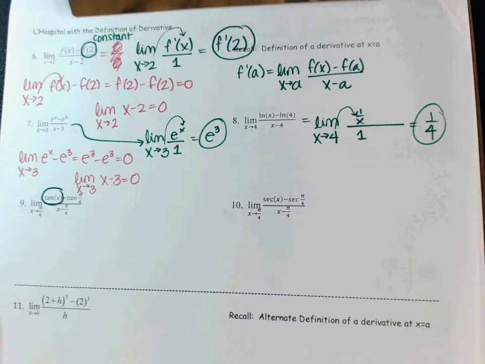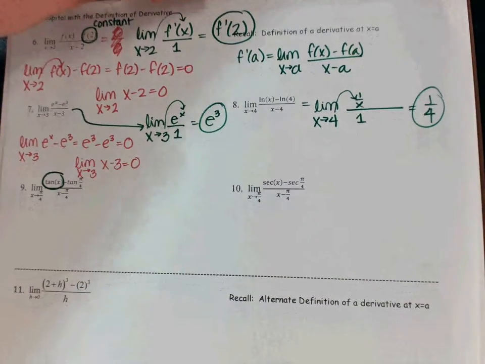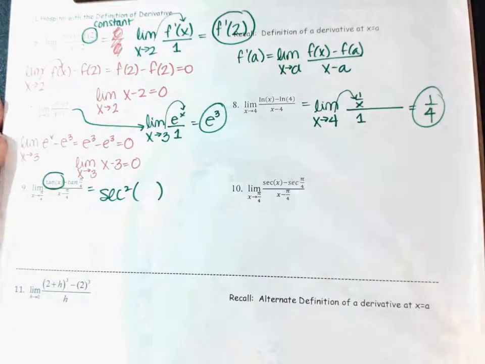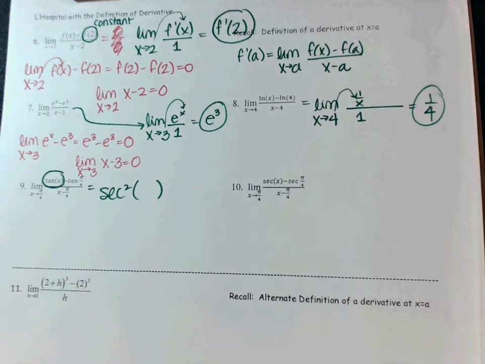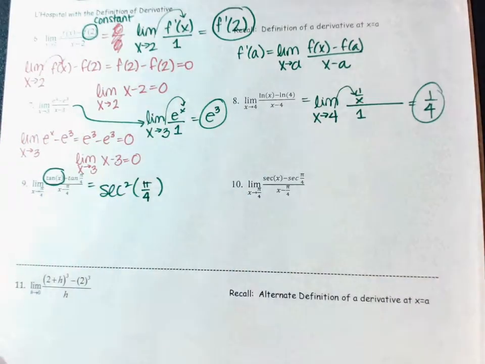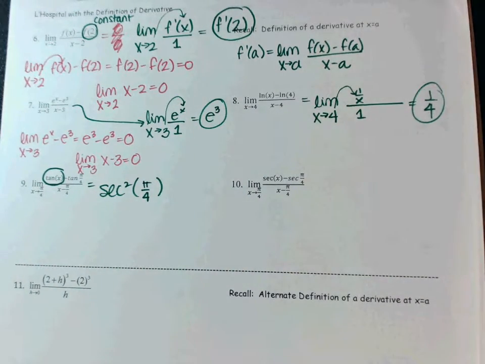Tan x. What's the derivative of tan x? Secant squared x. And then instead of an x, what is x approaching? Pi over 4. Very good. Now, can you see that that's what we did on the other two? We just did it the long way.